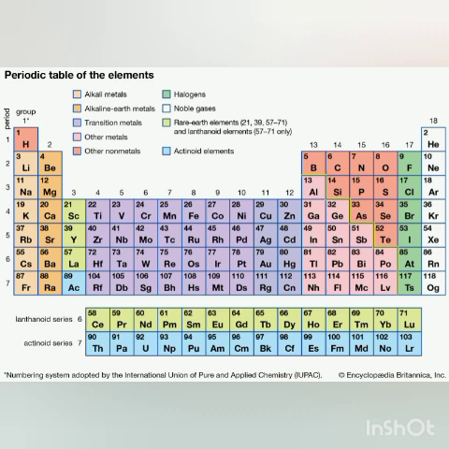Now students, you just see the periodic table again. The elements on the left hand side are the metals, elements on the right hand side are the non-metals, and you can see a zigzag line here. They are all metalloids like boron, silicon, germanium, arsenic, tellurium and polonium. They all are metalloids because they have properties of metals also as well as non-metals.